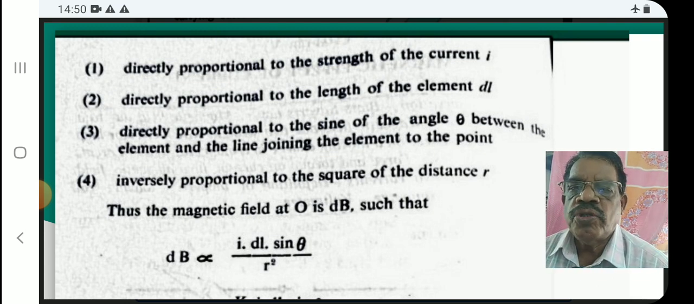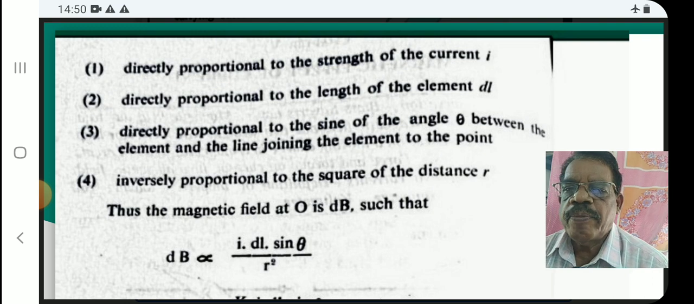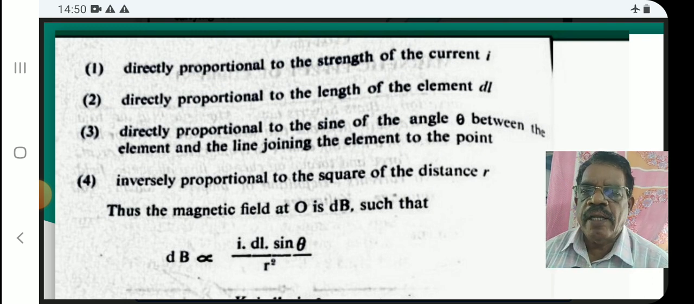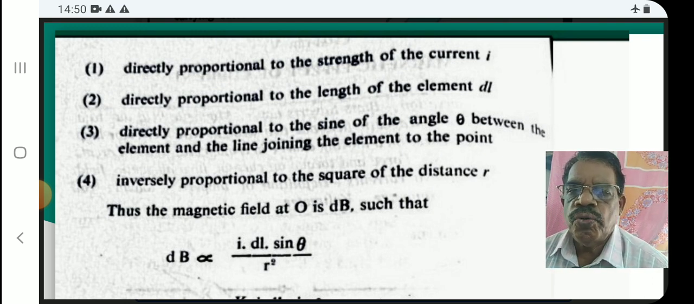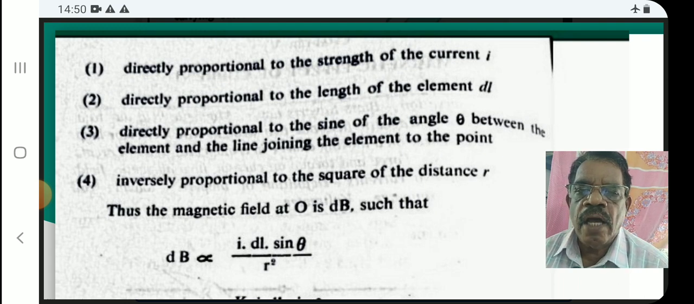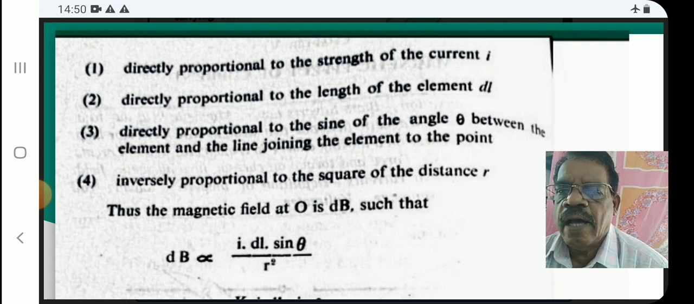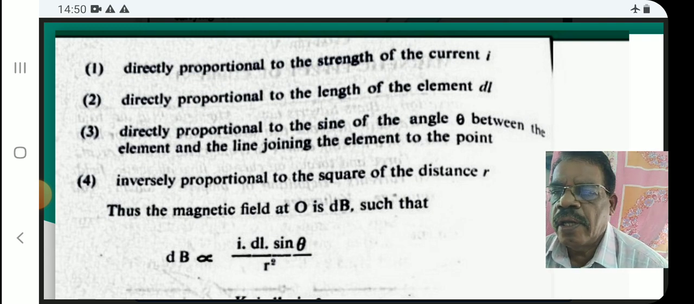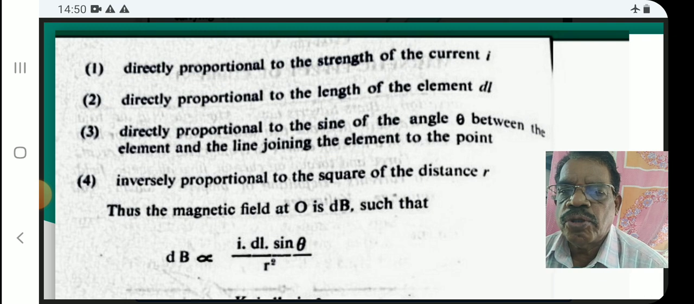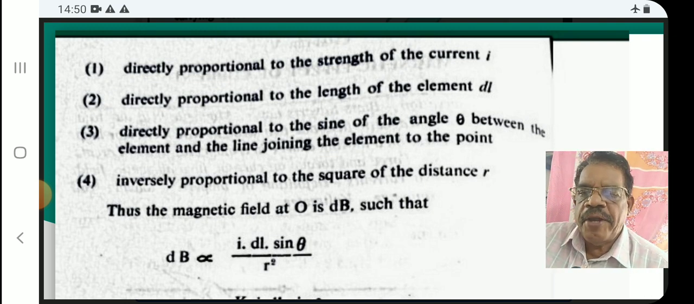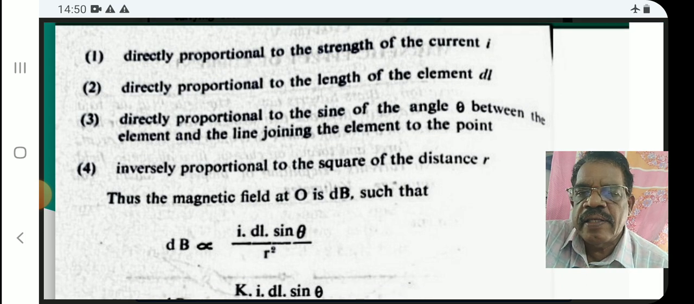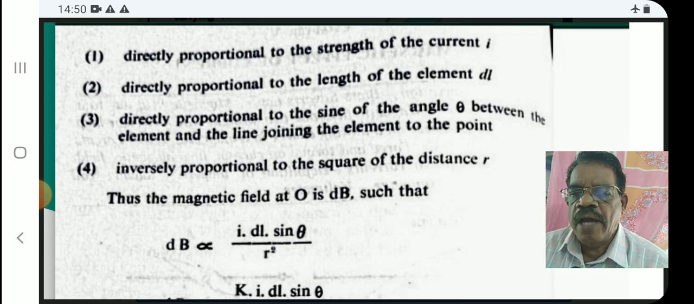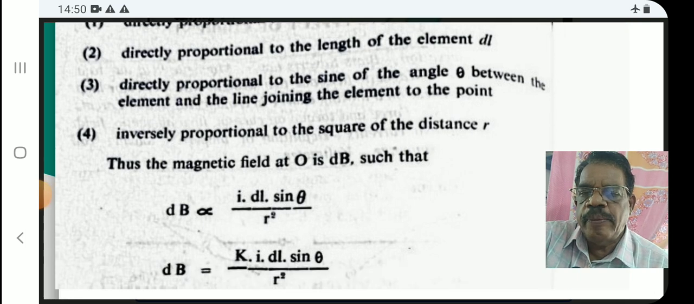Directly proportional to strength of the current I, directly proportional to length of the conductor dl, directly proportional to sine of the angle theta between the element and the line joining the element to the point, and number 4, inversely proportional to the square of the distance r. Thus the magnetic field at O is dB, such that dB proportional to I dl sin theta by r square.